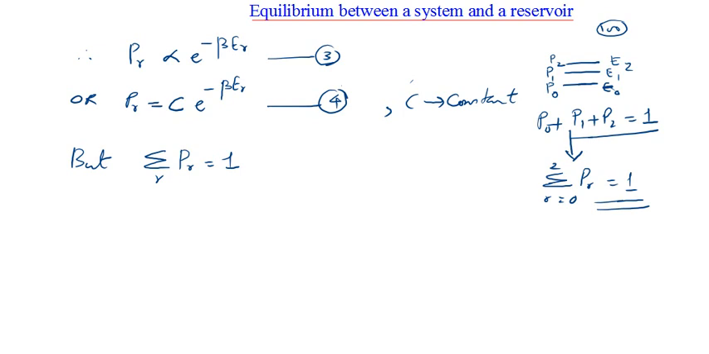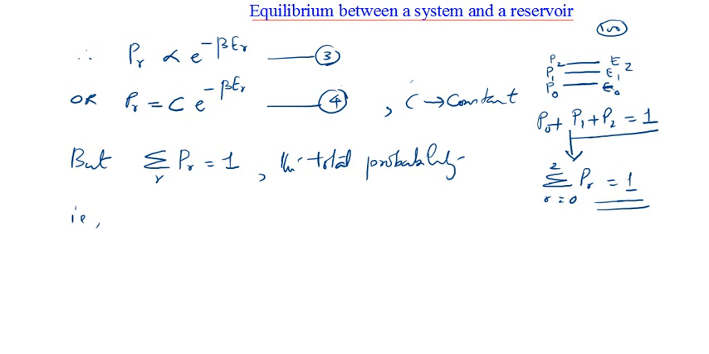Now that is the total probability. The total probability that the system is found in any one of the accessible states should be equal to 1, right? That's the basic idea. And I can use this particular idea to calculate the value of the constant. How do you do that?